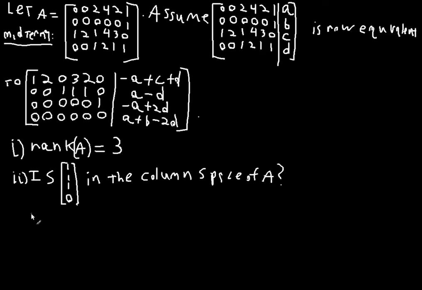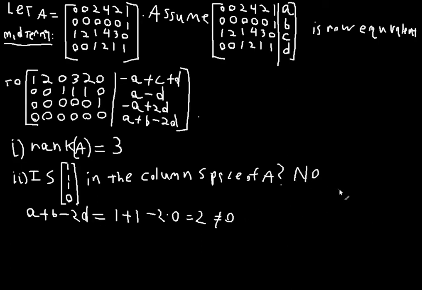But we can see that A plus B minus 2D, in our case, is equal to 1 plus 1 minus 2 times 0, which is 2, which does not equal 0. So we get that it is not in the column space of A. So our answer here is no. And we can say since the rightmost column in reduced row echelon form is a pivot column.